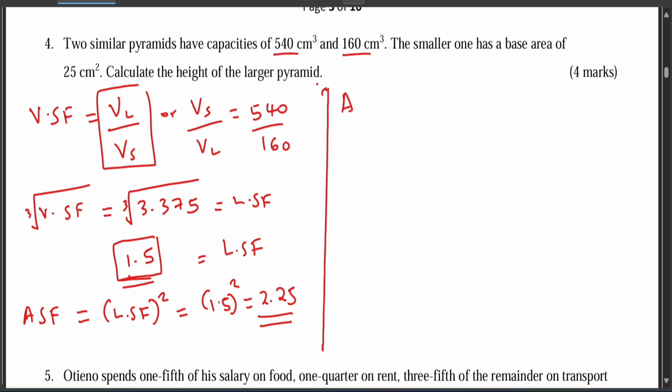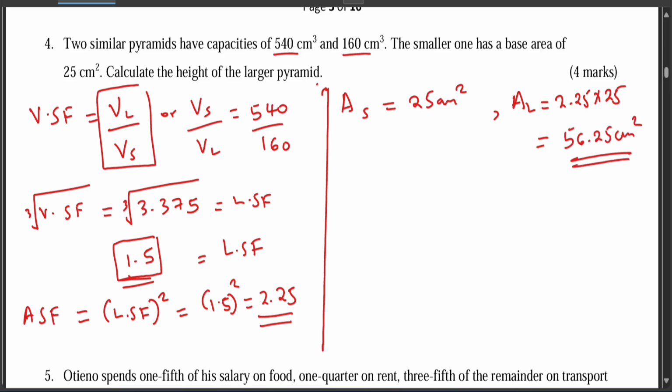So if the area of the smaller one is equal to 25 centimeter square, the area of the larger one will be 2.25 times of the smaller one. So I'll take 2.25 multiplied by 25. That's the easiest way to give you 56.25 square centimeter. So that's not your final answer, just continue.